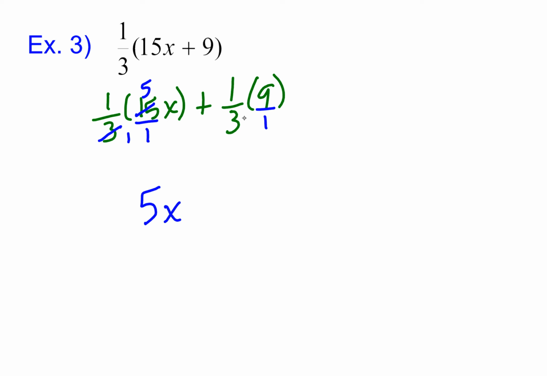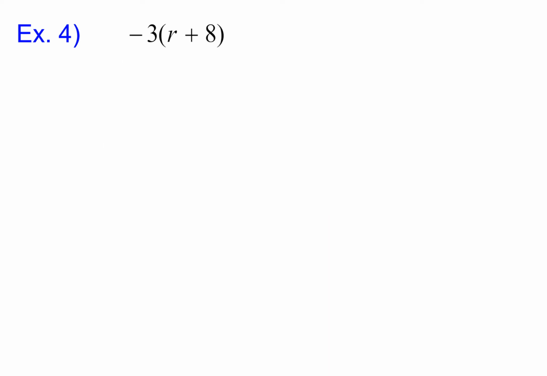Over here, the same can be true. 3 can go into 3 one time, 3 can go into 9 3 times. So here I would add 1 times 3, which is 3. So that would be the same of what this would be. Here we've got an equivalent expression for 1/3 times 15x plus 9. We've got 2 more to look at. Let's look at some with some negatives outside the parentheses.